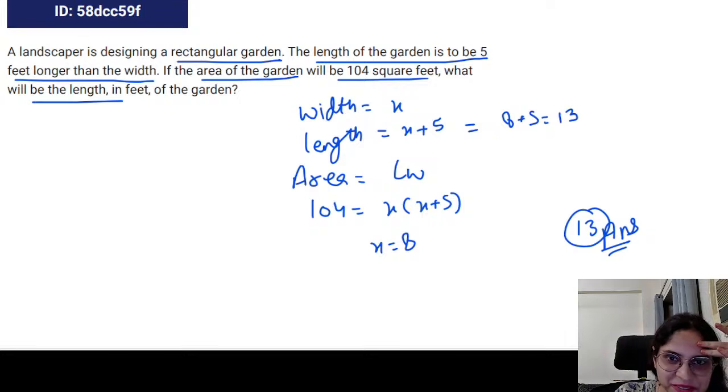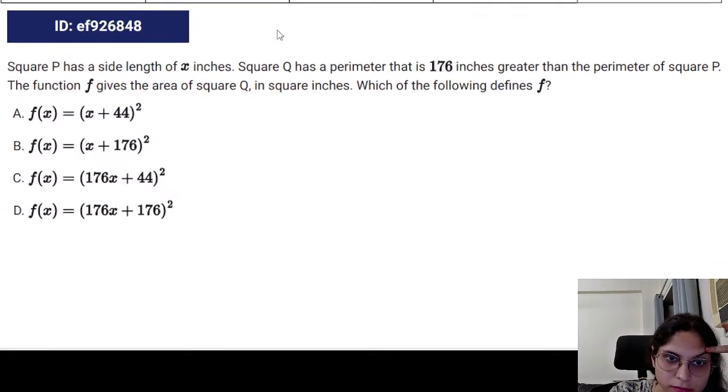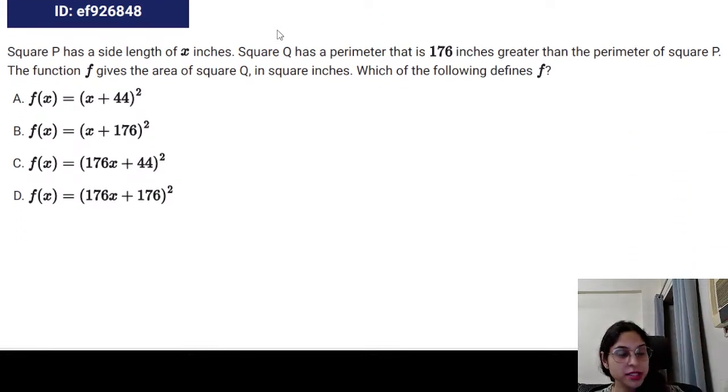Next is 82. There's still a lot of questions here. Easy questions were less. So from this you get the idea: from quadratics, they will give you the complicated questions.